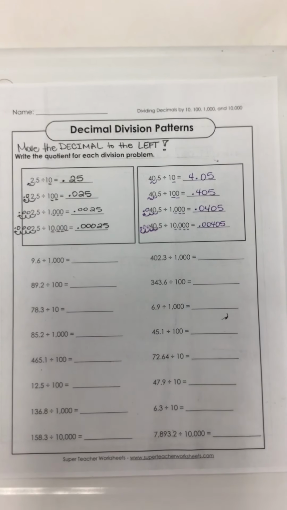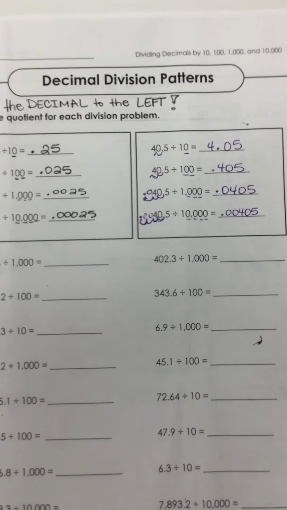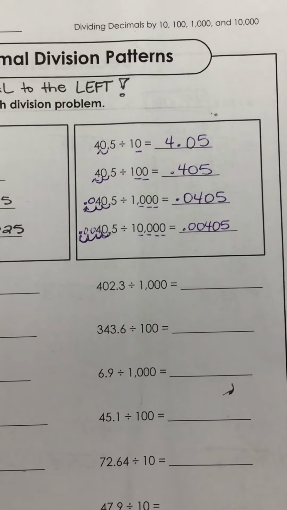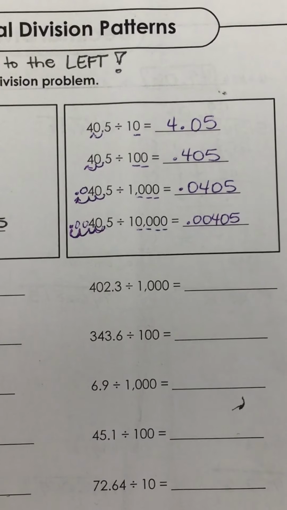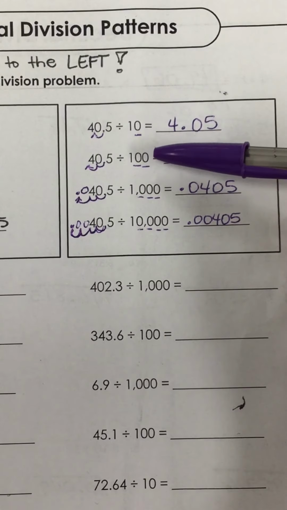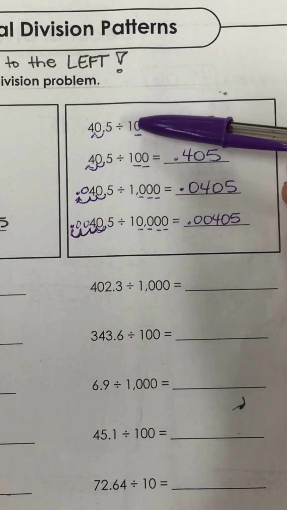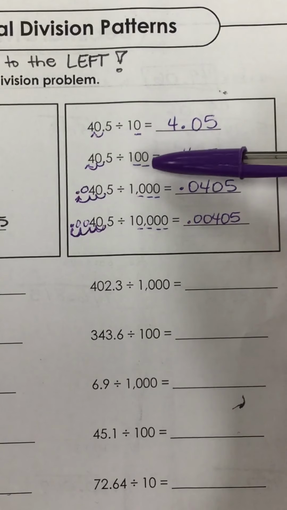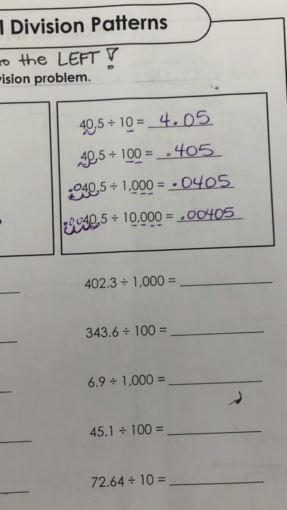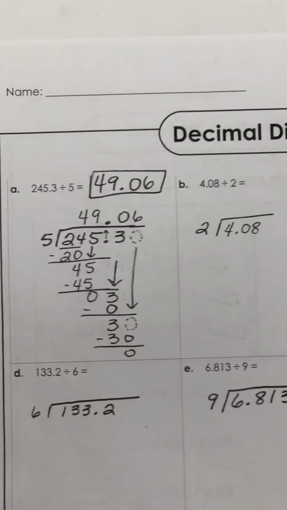I just want you to know how to write that number. Okay? All I'm doing is moving the decimal to the left. However many zeros, that's how many places we move the decimal to the left. Divide by 10, 1 place, 100, 2 places, 1,000, 3 places, and 10,000, 4 places. All right, now let's look at the straight division.